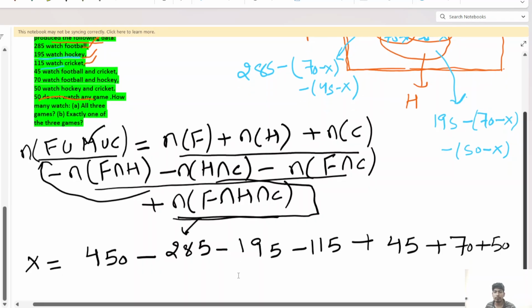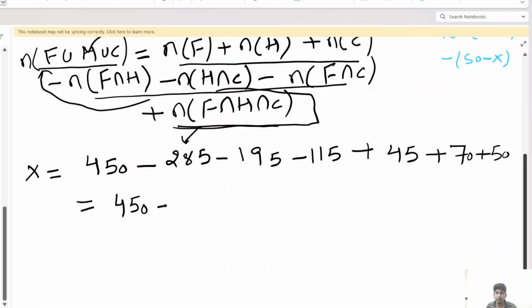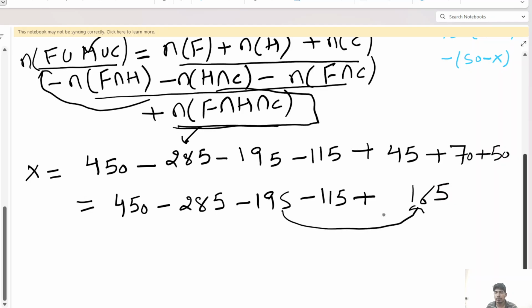When we solve this, we find the value of x, that is 450 minus 285 minus 195 minus 115 plus 165. Okay, and what we get here is minus 30. Then this is minus 30 and this cancels.